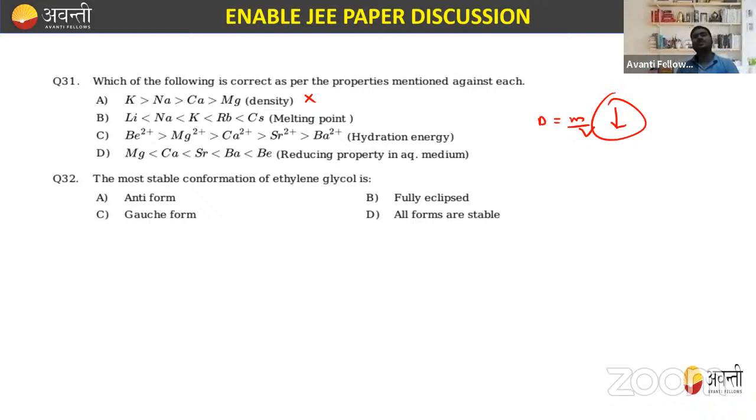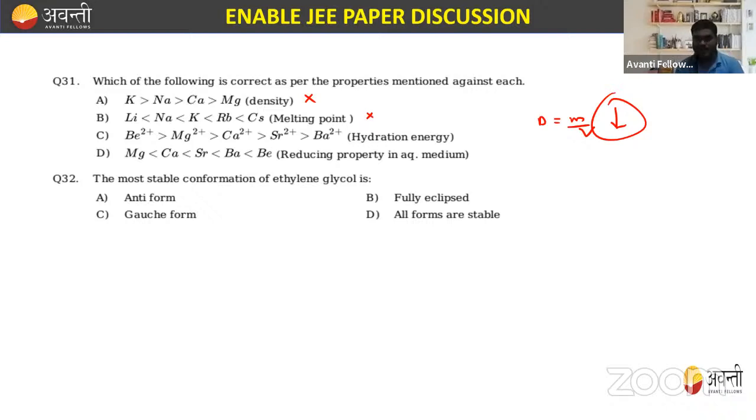That is lithium, sodium, potassium, rubidium, cesium melting point. So as the size increases, melting point decreases. Lithium is the hardest, okay? And we know that sodium and potassium are soft, they can even be cut with a knife. So these have very low melting points. So this is also an incorrect option. Now move to the next, that is the third option.